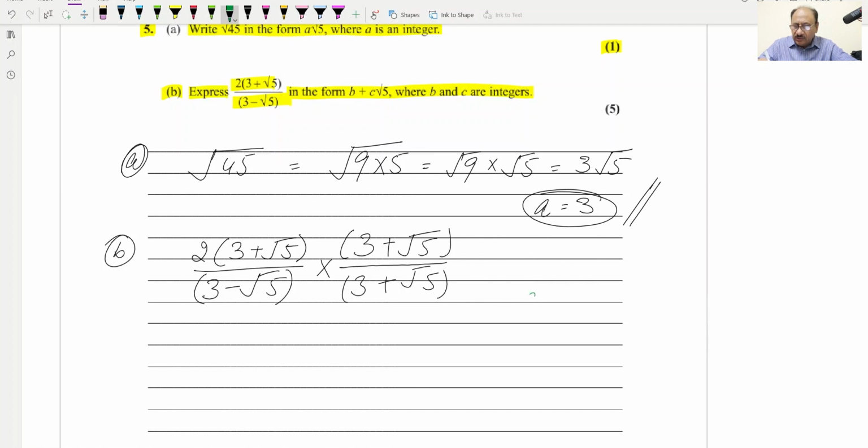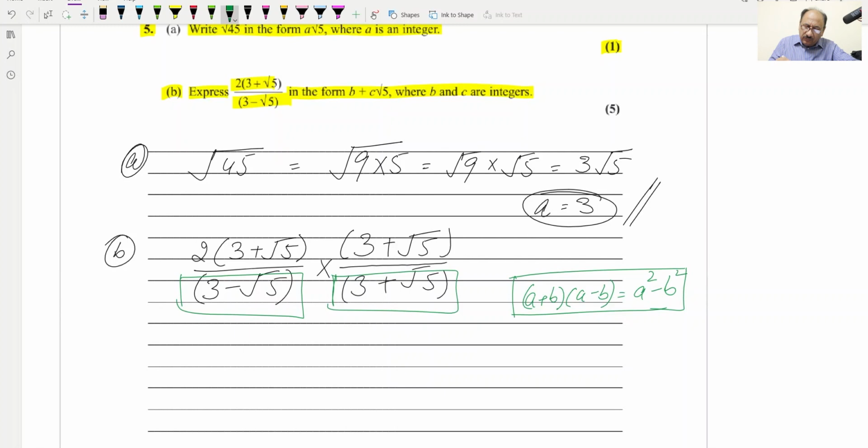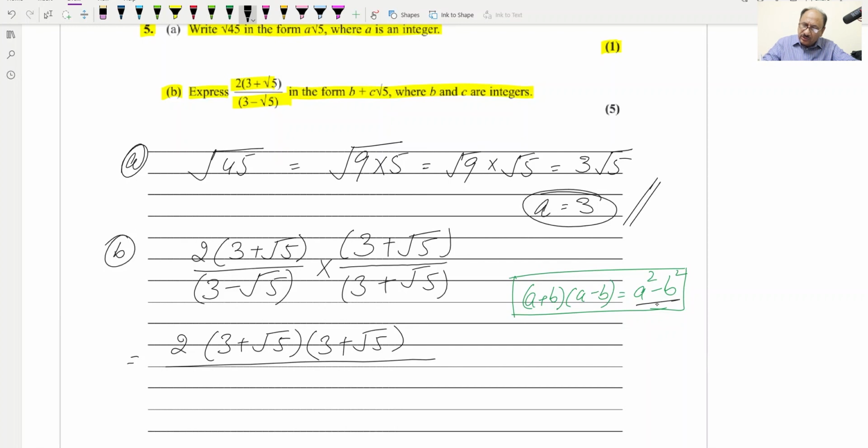Now we have the formula a plus b multiplied by a minus b is equal to a square minus b square. This is the formula we will apply on the denominator portion. The numerator we will write as it is: 2 into 3 plus root 5 and 3 plus root 5, copied. The denominator we can write as a square minus b square. Our a is 3, and our b is root 5, so 3 squared minus root 5 squared.